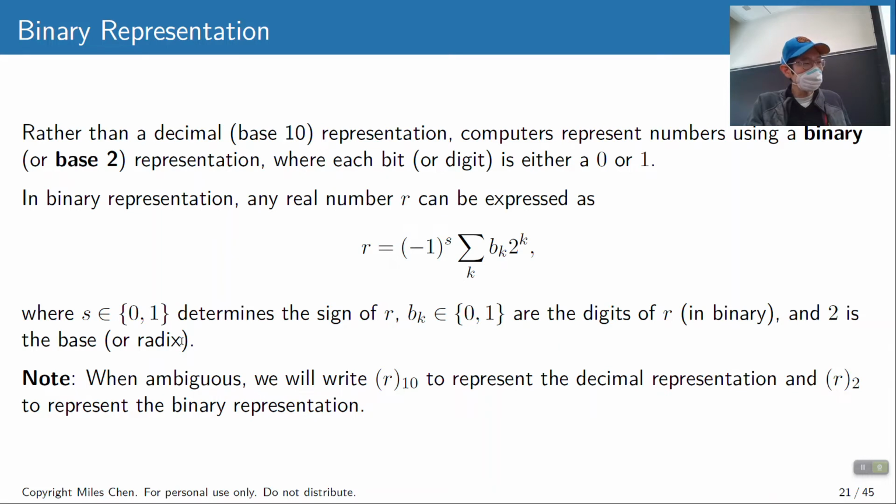In binary, everything is either a 0 or a 1, because internally in the computer, all of these transistors can either be in an on state or an off state. Okay, you have an on state or an off state.